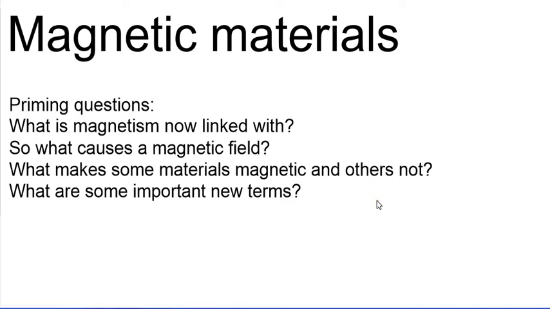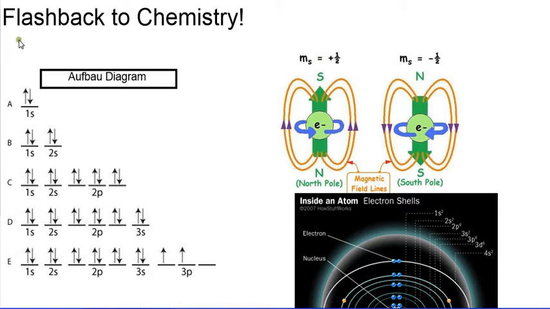Magnetic materials. Here are priming questions. Before we can talk about what really causes magnetism, we need to think back to chemistry now. What you remember about chemistry and matter is that everything's made out of protons, neutrons, and electrons. These electrons we've been focusing on a lot this particular term, and now we're going to talk about them as they relate to these magnetic fields.